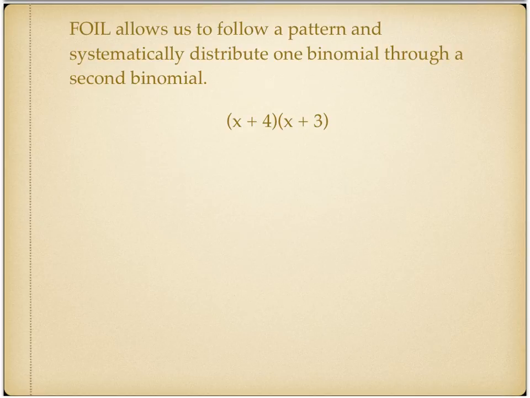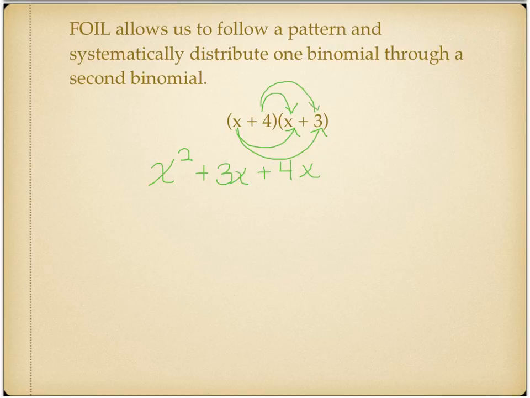As you may recall, when we perform FOIL on these two binomials, we first multiply the x term times the other x term and get a result of x squared. We then multiply x times 3 and get positive 3x. From there we multiply 4 times x and get positive 4x. And then 4 times 3 and get positive 12. To complete the process, we add the two middle terms, which are now like terms, and we get a value of 7x. Our resulting trinomial is x squared plus 7x plus 12.